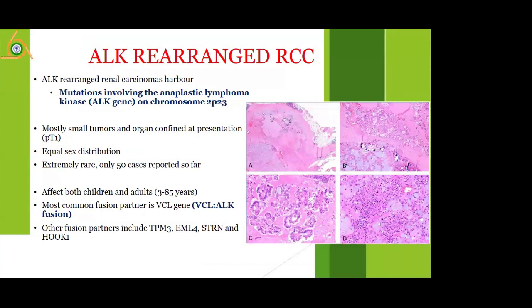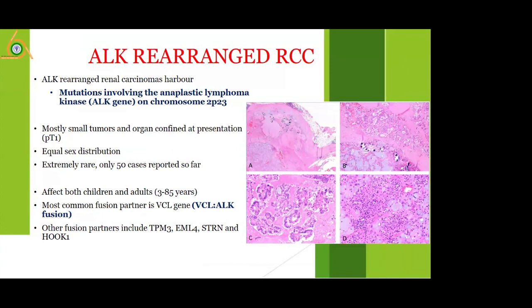So as the name suggests, these kinds of RCCs have rearrangement of ALK genes. So there are mutations involving the anaplastic lymphoma kinase gene on chromosome 2. And it's important to pick up these kinds of RCCs, and you know why? Because they are also sometimes seen in the pediatric population, and just like your lung tumors and lymphomas and all that, it can be picked up.